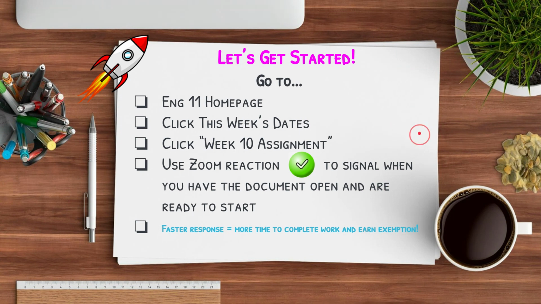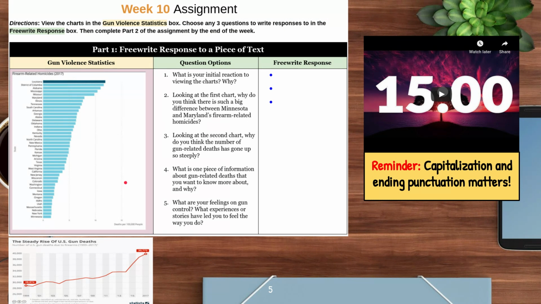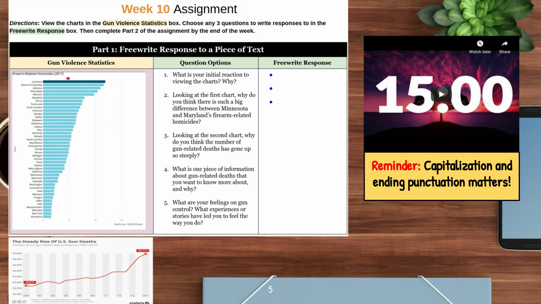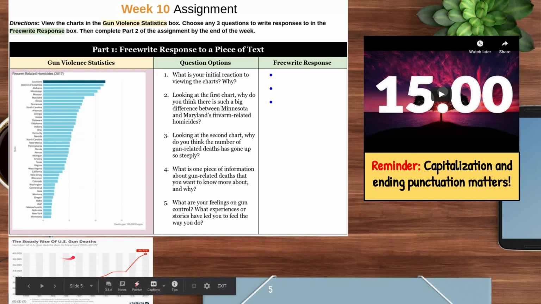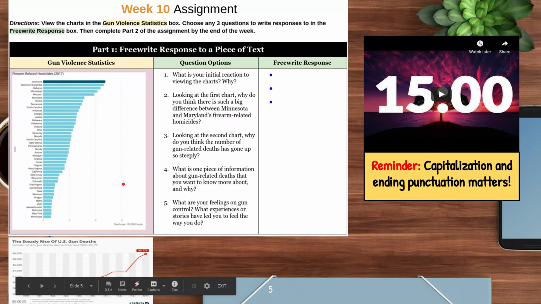You can pause the video here, have that open, and then hit resume when you're ready. Okay. So if you take a look at this assignment, it's very similar to what we did last week. There are two parts. The first part asks you to view these two charts in the gun violence statistics box. There's this chart here, which is the firearm-related homicides or murders from 2007, and the numbers arranged by state. And then the steady rise of U.S. gun deaths, all of the deaths related to guns in the United States. And that chart goes from 1999 to 2017.